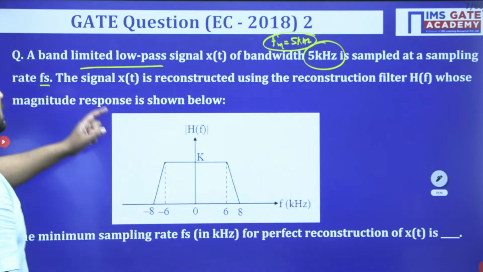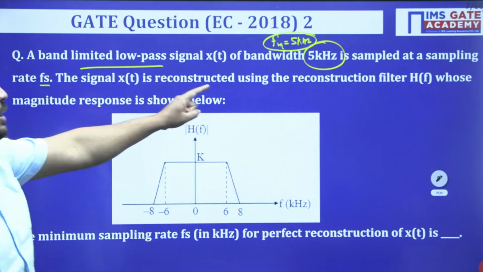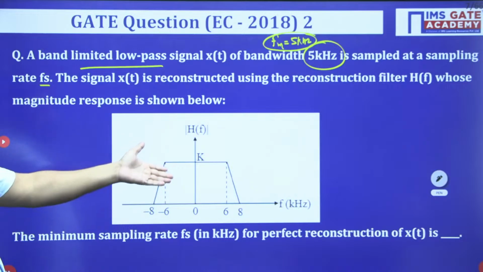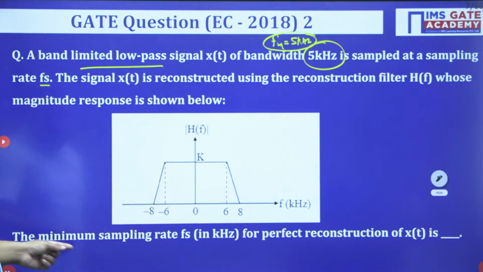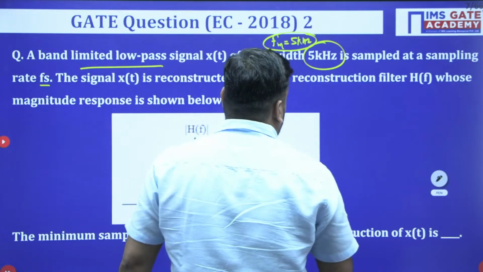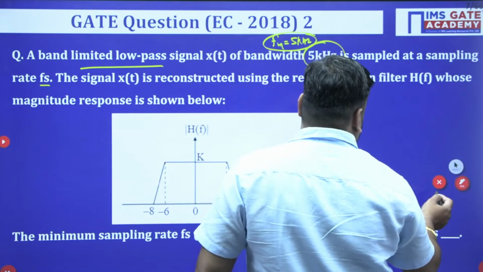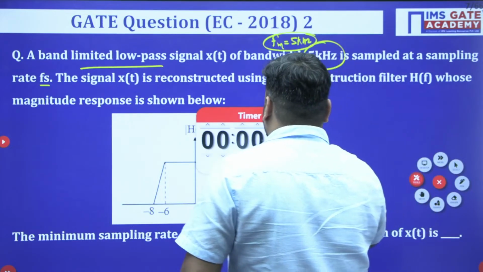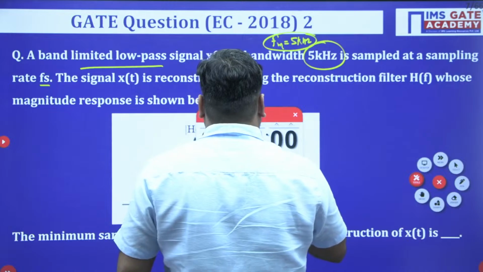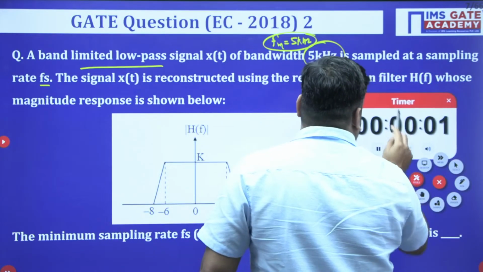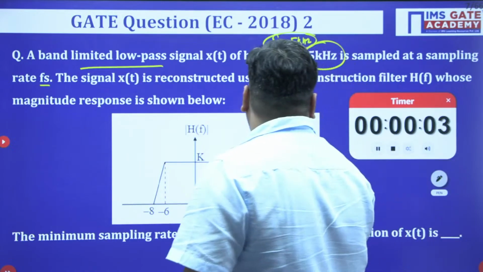After that, student, the signal x(t) is reconstructed using the reconstruction filter H(f), whose magnitude response is shown in the figure. The minimum sampling rate in kilohertz for the perfect reconstruction of x(t). I am expecting this question from you guys. Try to solve it. I am giving you 1 minute time. 1 minute is sufficient to solve this question, guys. Take your time and try to solve this.